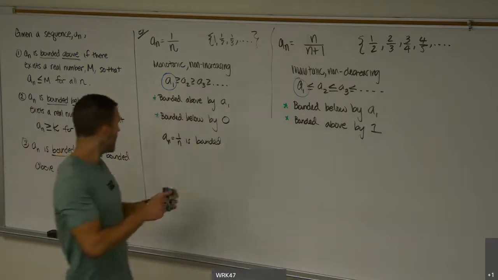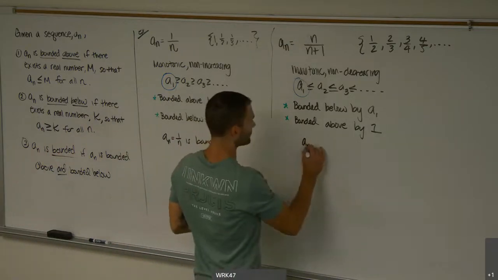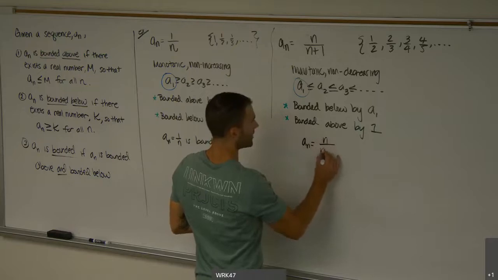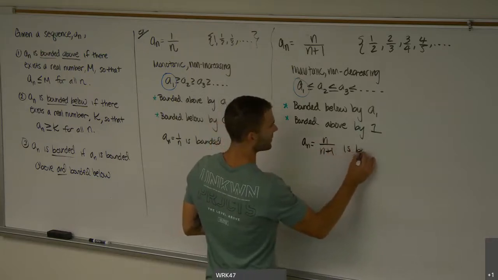And so again, a sub n equals n over n plus 1 is also bounded above and below.